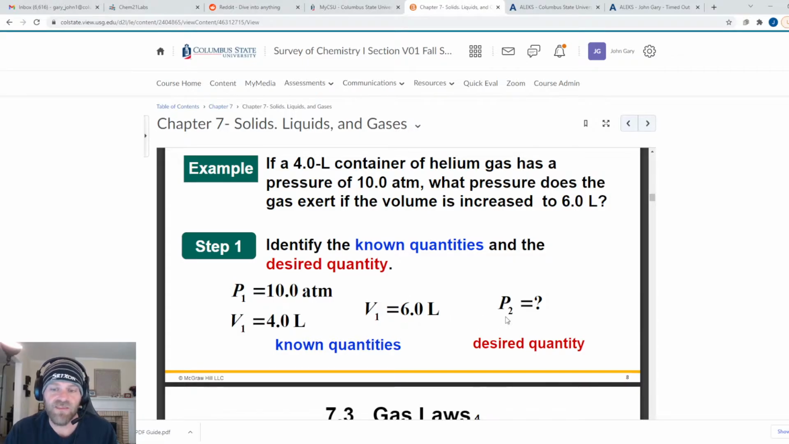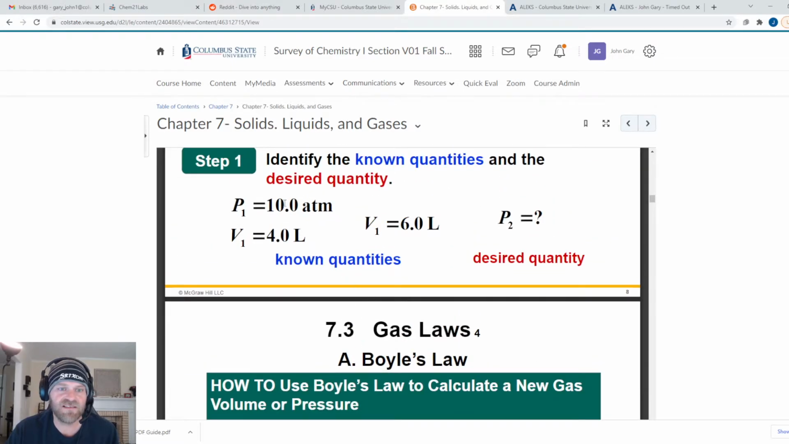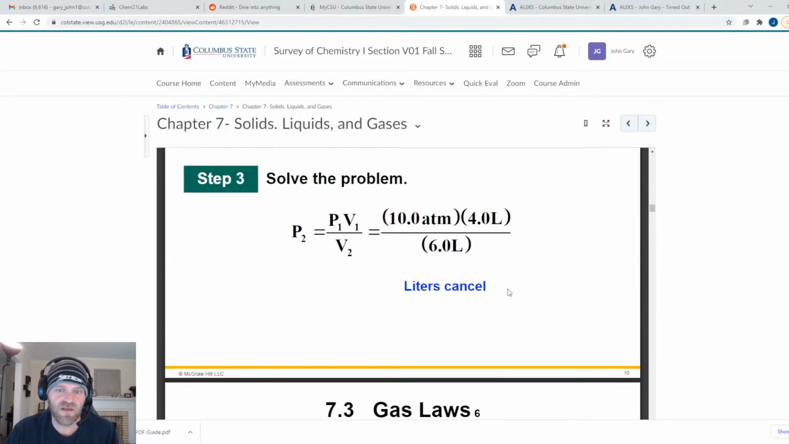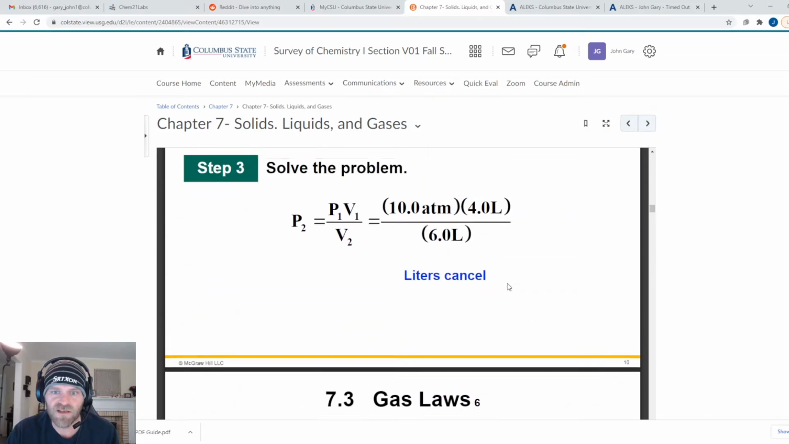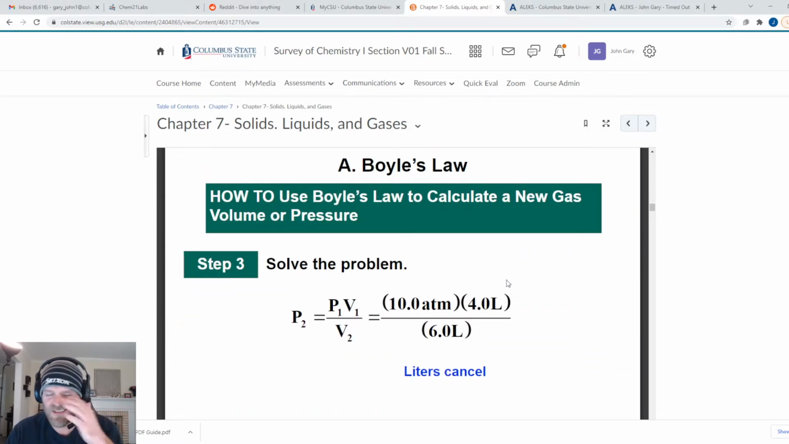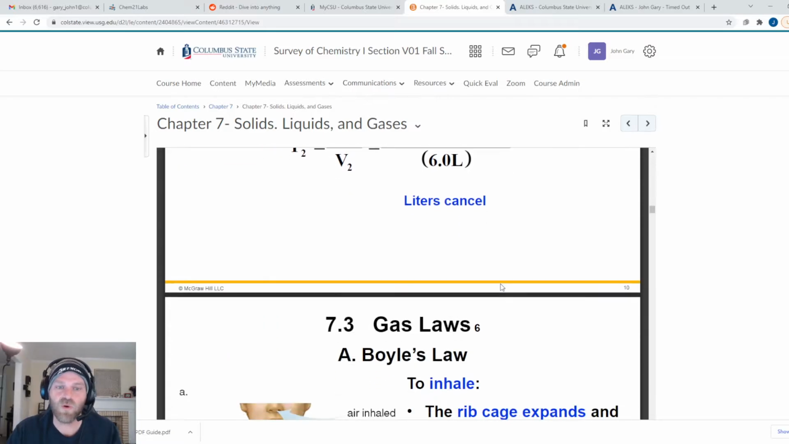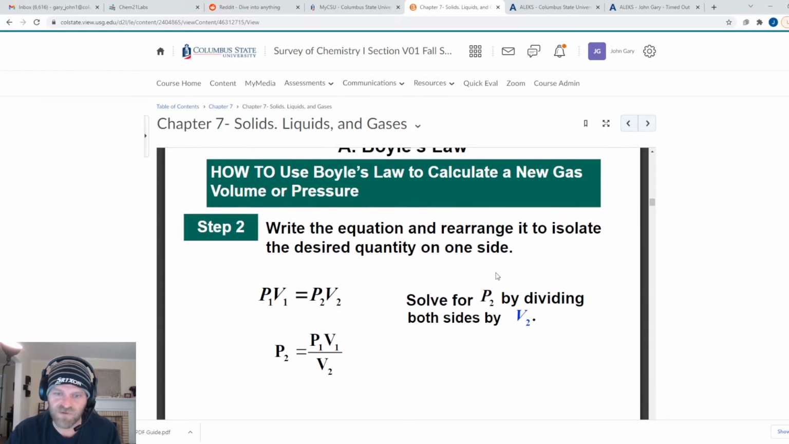Yeah. And then P2 would equal what? So I'd rearrange this. I'd say 10 times 4 equals 40. 40 divided by 6 equals, doesn't say. 40 divided by 6 equals roughly what? 6.66, something like that. So 6.66 ATM pressure in the second one. All right, so that's fairly simple.